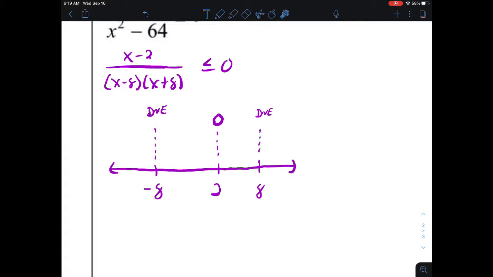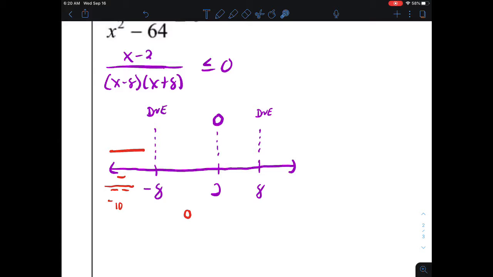So let's start with a number smaller than negative 8, like negative 10. We just want to look to see whether we are positive or negative. If I put in negative 10 for x in the top, negative 10 minus 2 is a negative. In the bottom, negative 10 minus 8 is negative, and negative 10 plus 8 is negative. I have 3 negative signs. We're negative there. All right, now let's test in between negative 8 and 2.